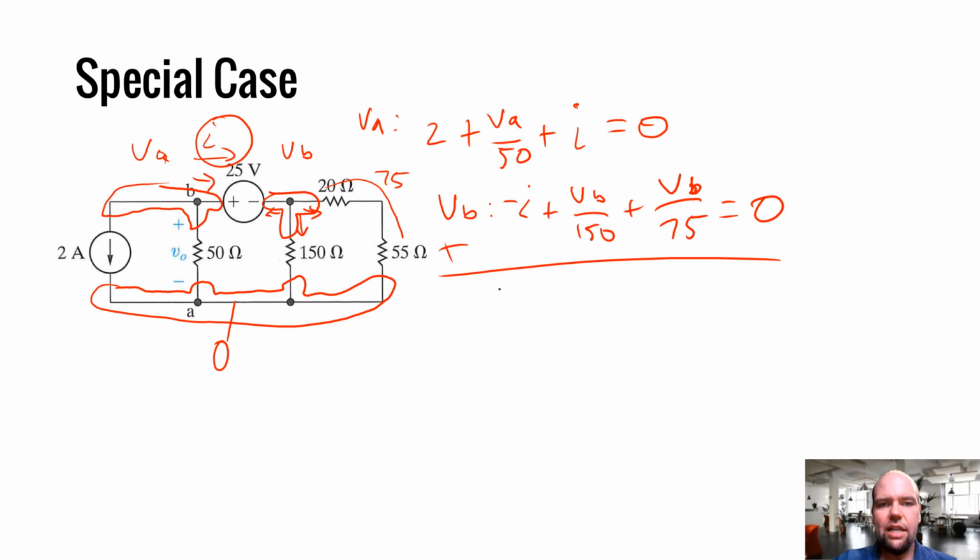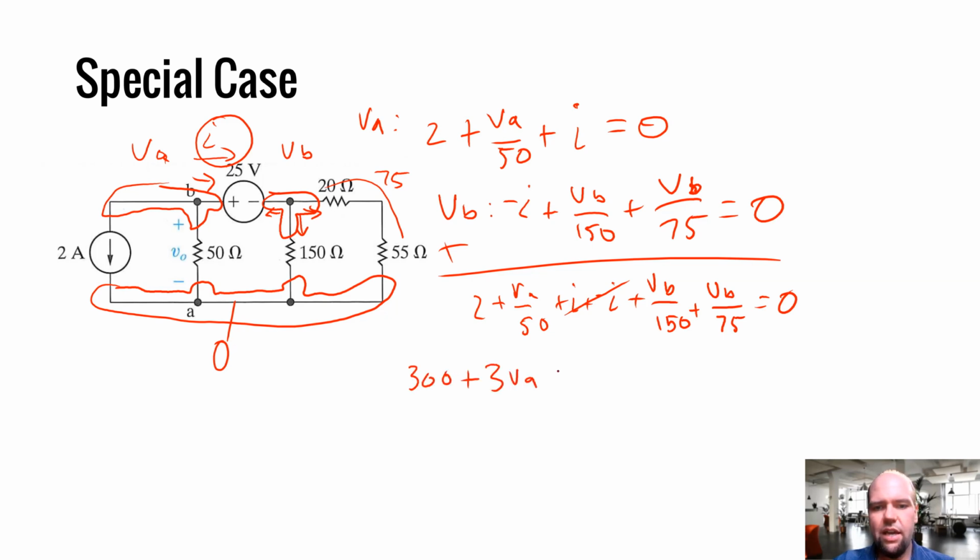So we got 2 plus VA over 50 plus I plus negative I plus VB over 150 plus VB over 75, and all that equals 0. And those I's go away, which is great. And let's just multiply this equation by 150. So we get 300 plus 3VA plus VB plus 2VB equals 0. Okay, great.